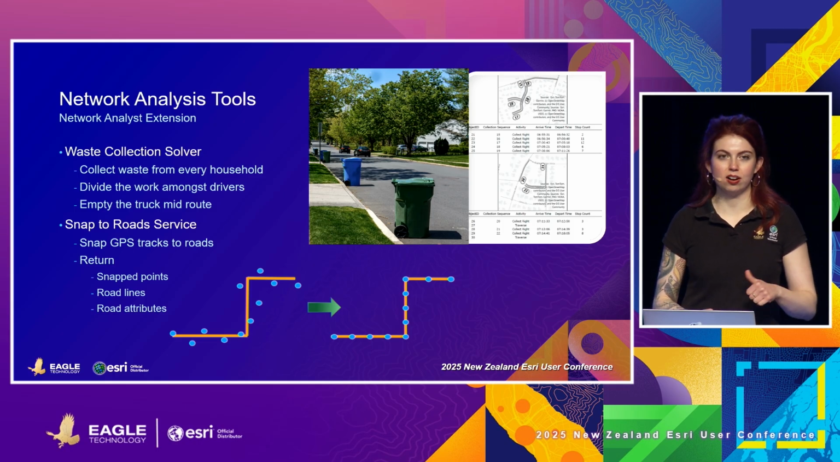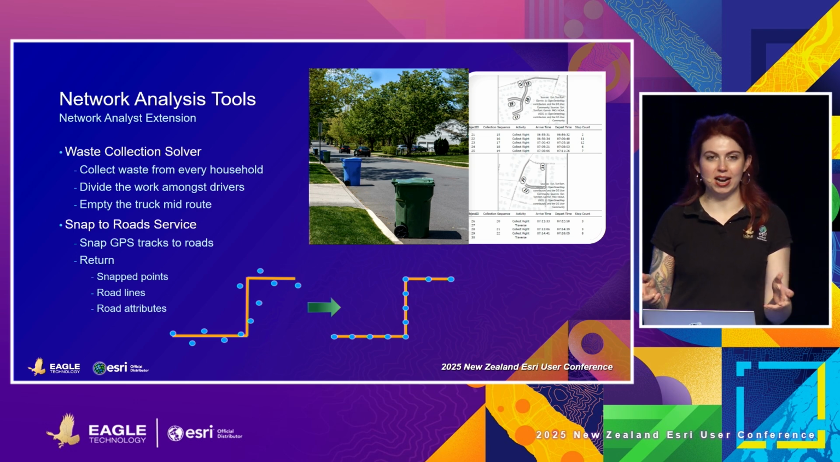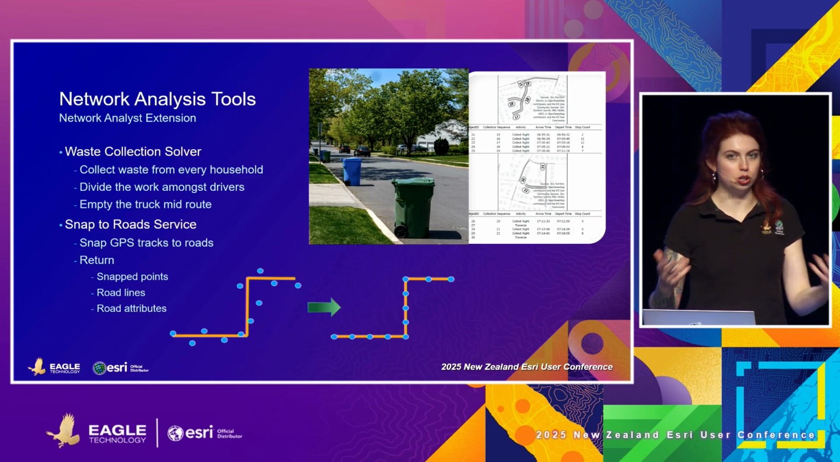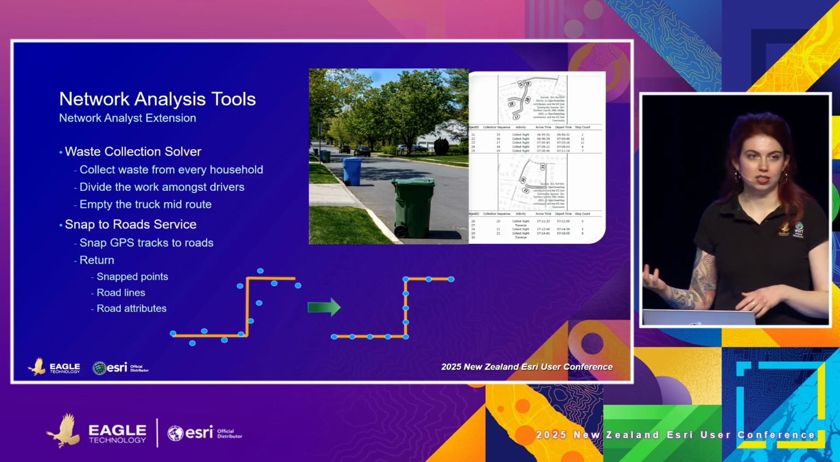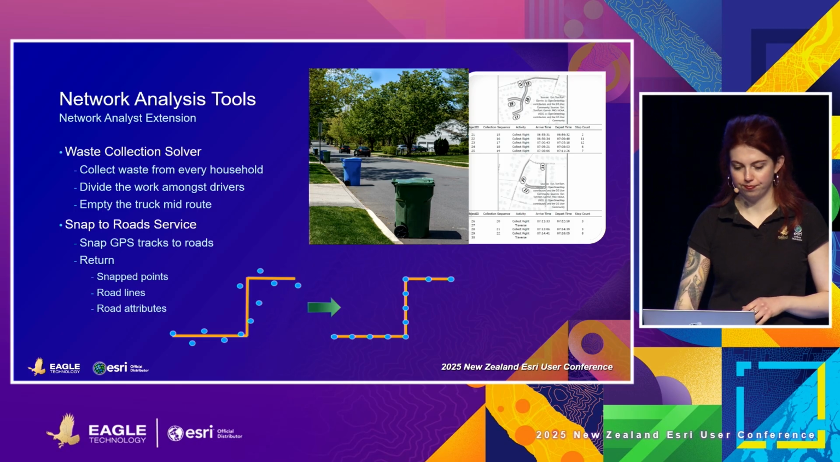So maybe you want to compare the actual route that was taken to the planned route, and monitor those changes and see if your drivers are actually following the plan. Or maybe you have a large number of GPS tracks and you want to use snap to roads and combine them to find which roads are the most frequently used. So there's a lot of capabilities for this that I am really excited to see what people do with it.